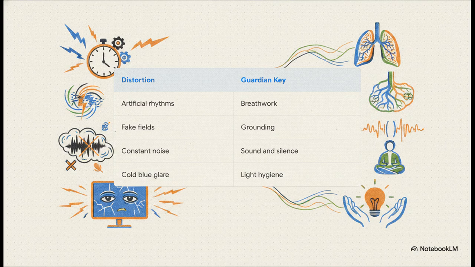And what's absolutely fascinating here is how Katwood takes everyday wellness practices and totally reframes them as literal tactical countermeasures in this massive clandestine war for human perception. Against artificial stress rhythms, they deploy breathwork. Against fake vibration fields, they use grounding. To fight the constant barrage of noise, they use sound and pure silence. And against that harsh, cold blue glare of screens, they practice strict light hygiene.